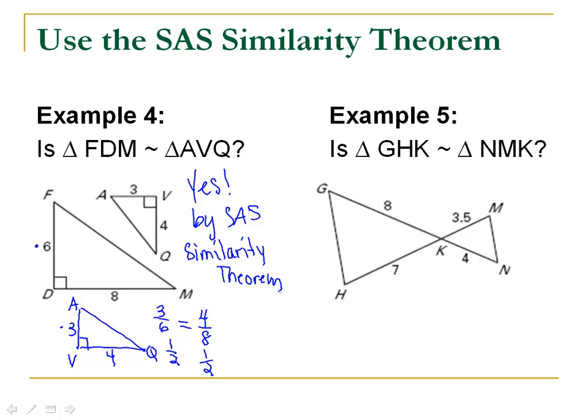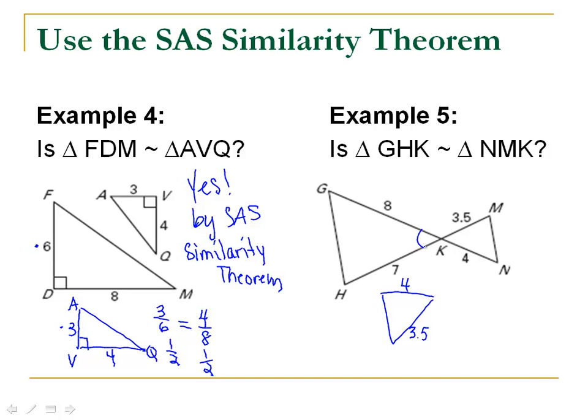Let's look at example 5. It says, is triangle GHK similar to triangle NMK? So again, I want to redraw this smaller triangle so it's facing the same way here. Okay, so 4 is my smaller side, so I'm going to put that on top. I'm sorry, 4 is my bigger side, so I'm going to put it on top. And 3.5 is my smaller side, so I'm going to put that on the bottom.